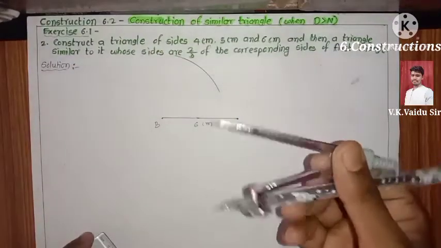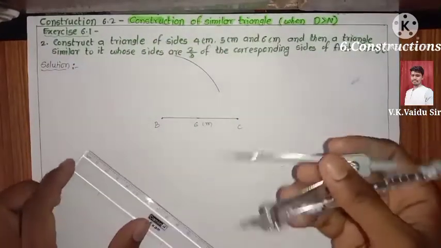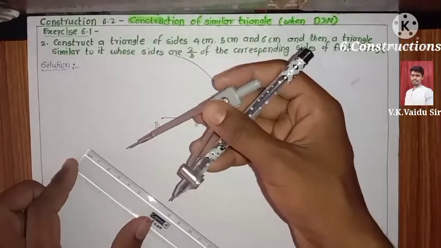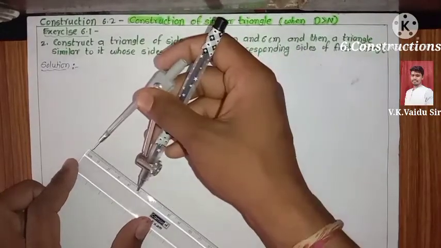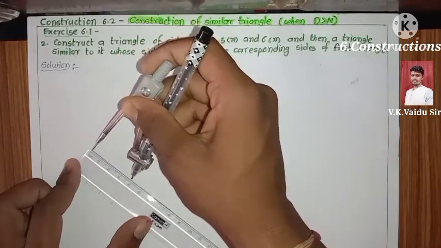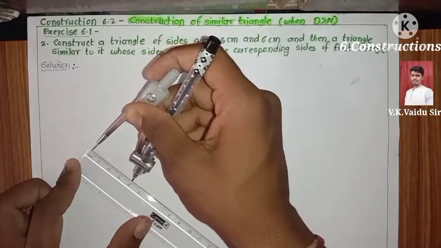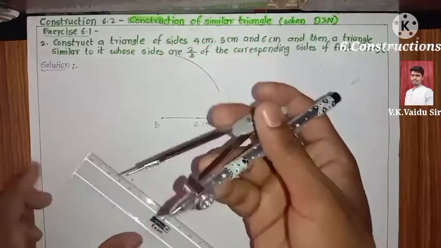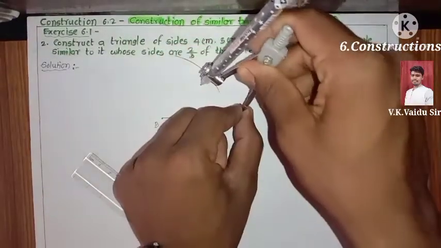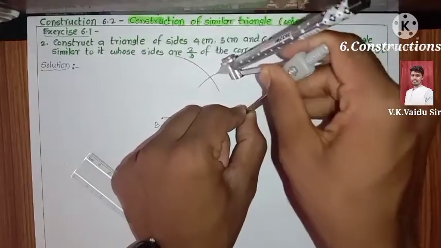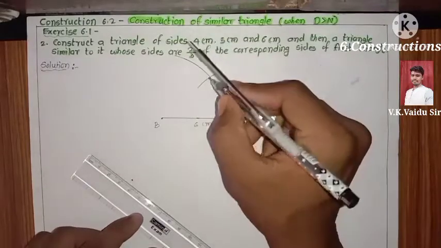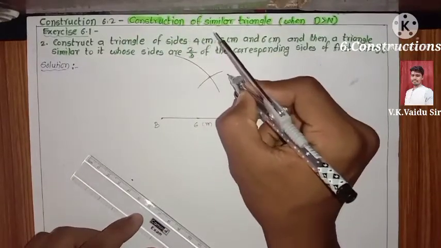Now, step three: again take the third side length, which is 4 cm. Take a 4 cm distance from your measuring scale in the compass. Now the 4 cm distance is taken. Put the needle of the compass on point C and draw one arc again. Where these two arcs intersect each other, name that point A.